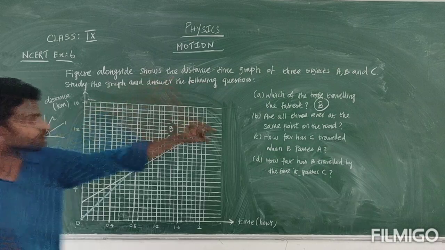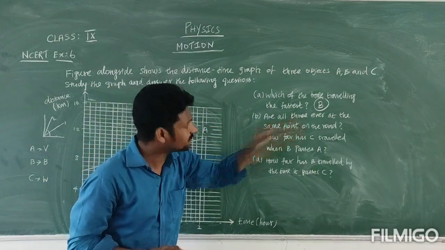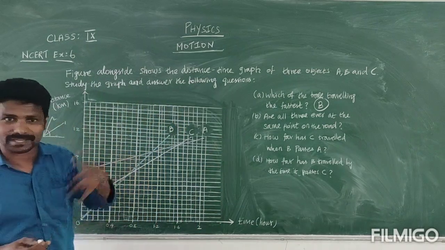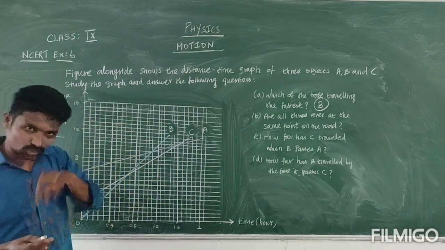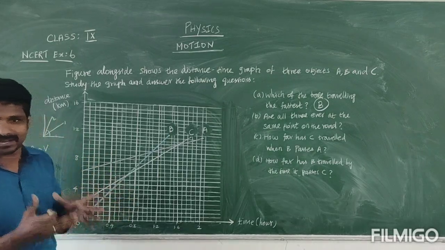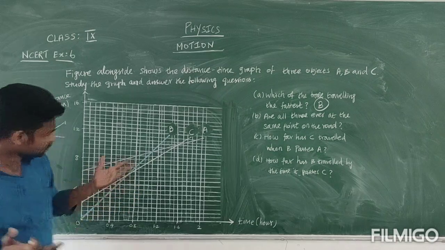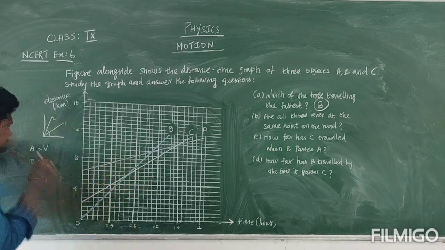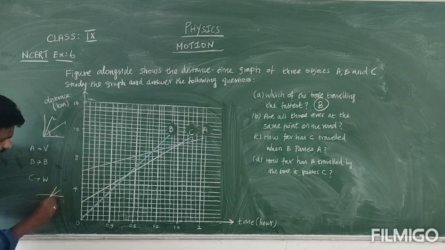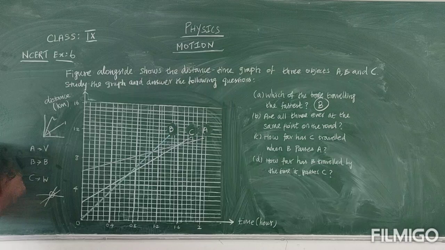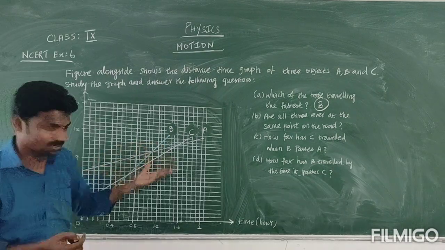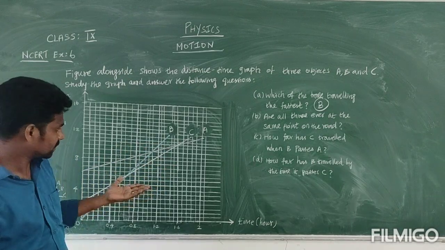See the second question: are all three ever at the same point on the road? A, B and C are going on the road, and they ask whether the three meet. Whether A, B, C are meeting at a time? If they meet at a time, we can get an intersection of A, B and C. But here there is nothing like that.